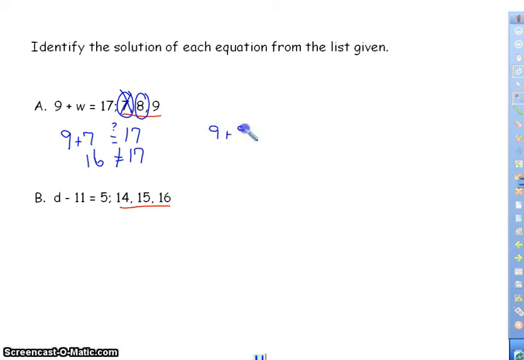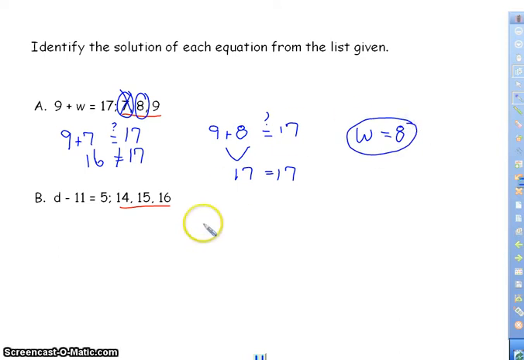9 plus 8. I want to know if that equals 17. When I add 9 plus 8, I actually get 17. And since 17 equals 17, we know our correct solution is 8. So W equals 8. And I can stop at this point because there can only be one solution to each equation.